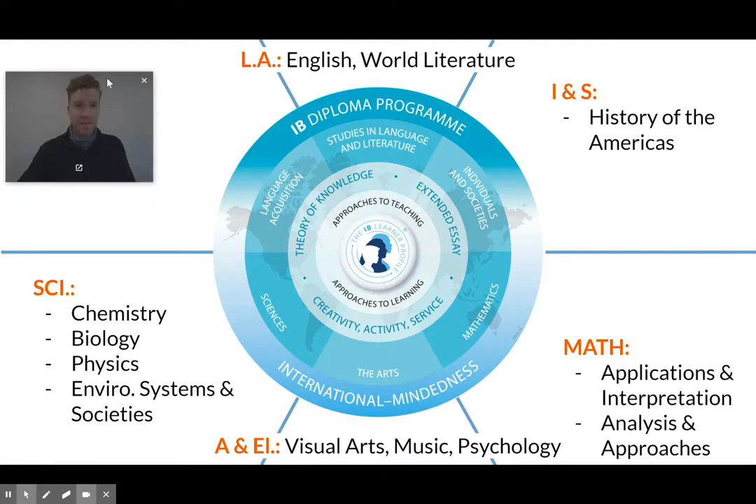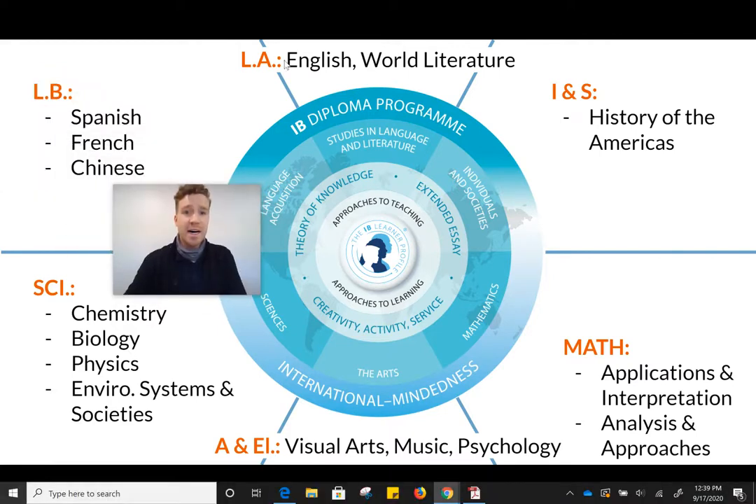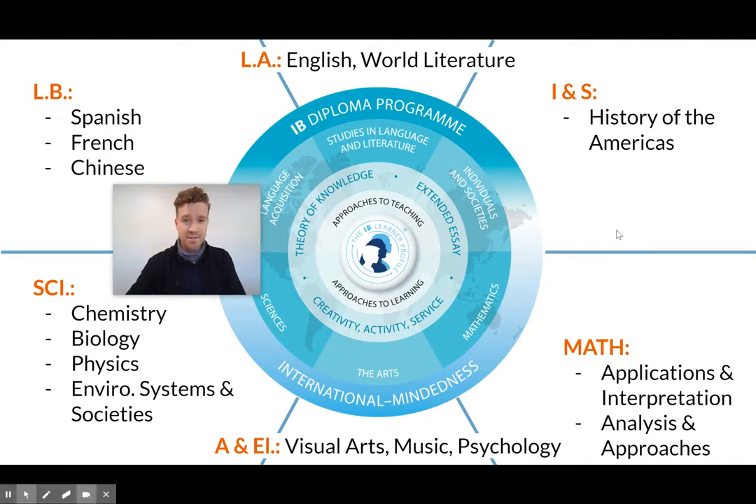What you see here is some of the courses that you are going to take. English, World Literature, Individuals and Societies, those are the histories of the Americas. It's more of your history focus. Math, Applications and Interpretation, Analysis and Approaches, those are two math classes you can choose. And then Visual Arts, Music, Psychology, your science choices are Chemistry, Biology, Physics, and something called ESS, Environmental Systems and Societies. That's an interdisciplinary class, which is unique. And then for our language acquisition, Spanish, French, and Chinese. Again, all of this is then applicable to our IB core, which I'll talk about and give you more resources towards the end of this video.